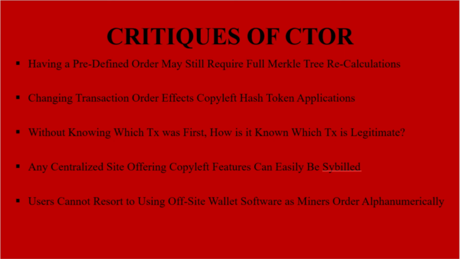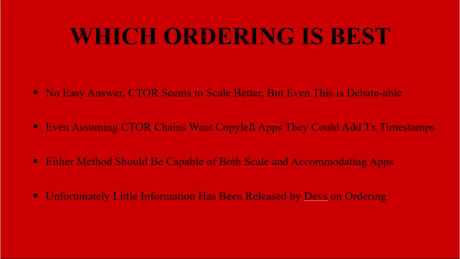That being said, I still don't have an answer for which ordering is best. CTOR seems to scale better, but this is somewhat debatable. And even assuming for CTOR that I want copyleft apps, you could potentially add transaction timestamps to the Bitcoin transactions because they don't include them as of now. This starts getting really technical. I'm not sure necessarily what the best method would be for this. There might honestly be an easy method for CTOR to tell you which transactions were first. I just don't know.